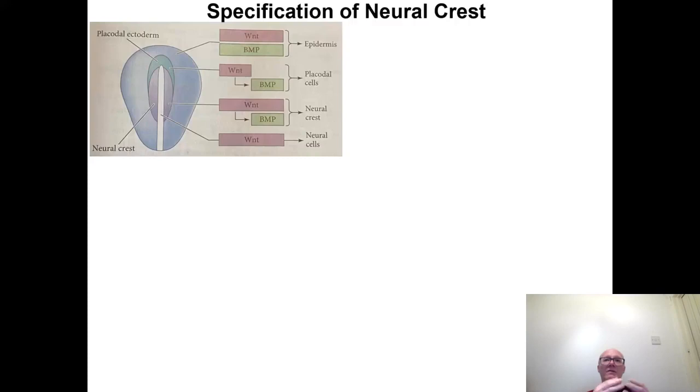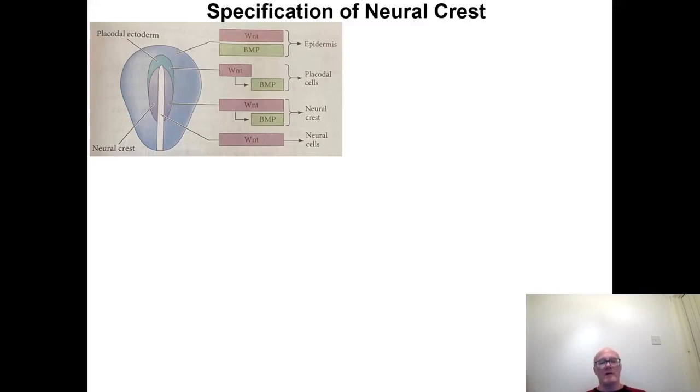Well, ectodermal cells that are going to produce epidermis are exposed for a very long time to Wnt signaling and BMP signaling. So if these ectodermal cells are exposed continuously for a long period to Wnt and BMP signaling, they become epidermis. However, if cells experience a pulse or short expression of Wnt followed by BMP, they become placodal cells. These placodal cells are responsible, for example, for the development of a portion of the eyes.